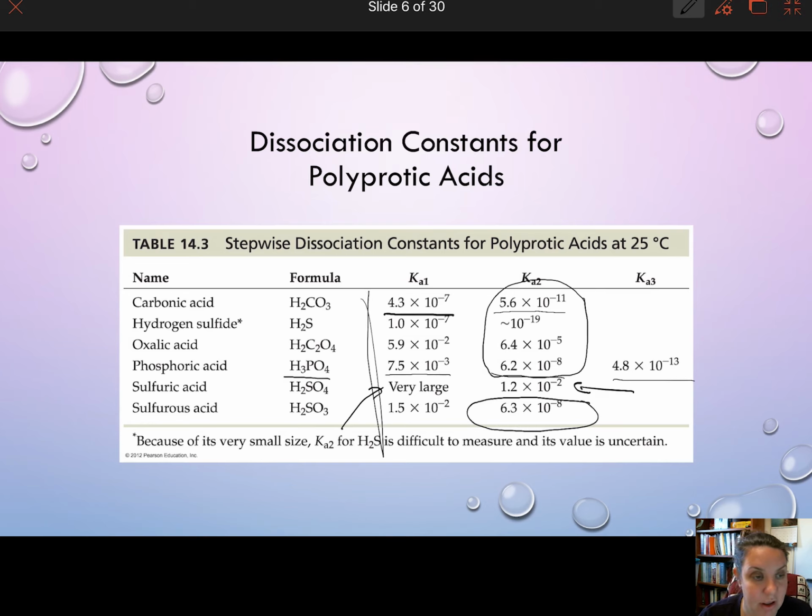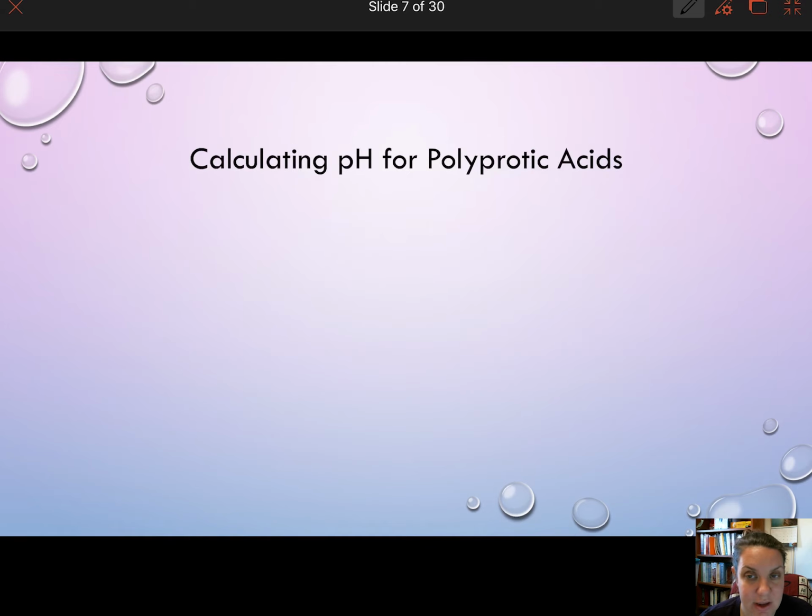Okay, so let's actually go through and calculate pH for one of them. So let's make sure we understand the steps. They're fairly similar to what we saw with just the weak acid example, but now we have additional steps, and then we'll do an example. So Ka1 will always be significantly larger than Ka2, usually 3 orders of magnitude or larger. And Ka1 is the loss of that first proton.